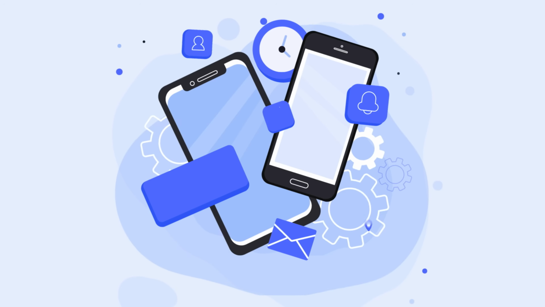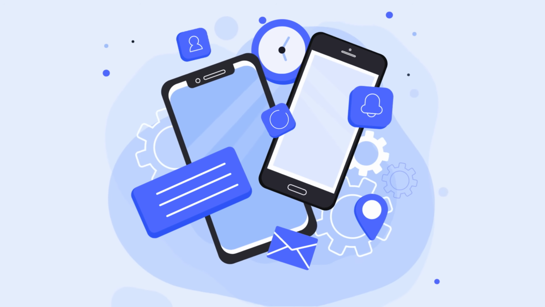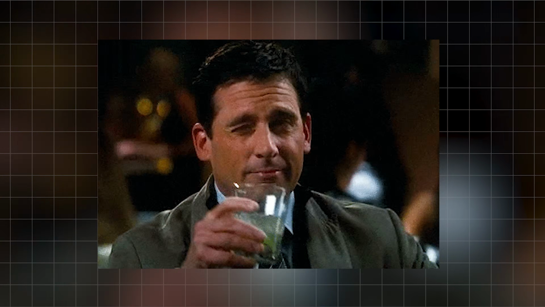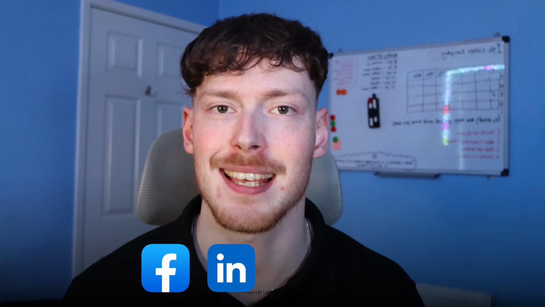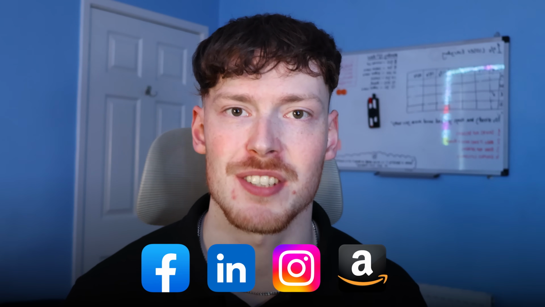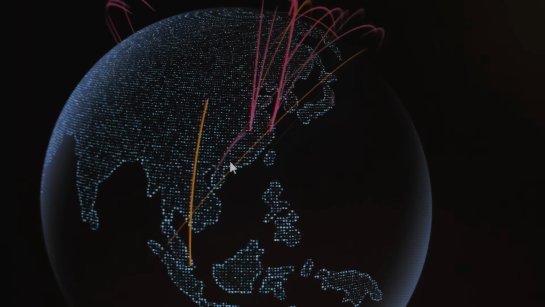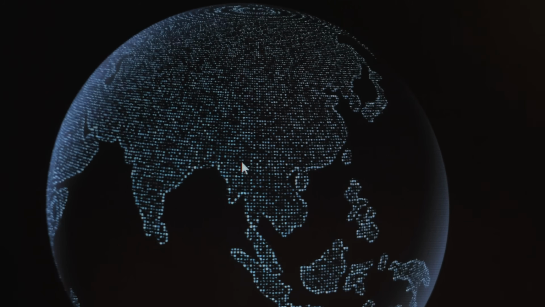Residential proxies are key here. Unlike data center proxies that VPNs use, residential IPs come from actual home devices, which social media systems trust. Platforms like Facebook, LinkedIn, Instagram, and Amazon use IP reputation as a major ranking signal for whether to trust your account. Now here's a trade-off though.